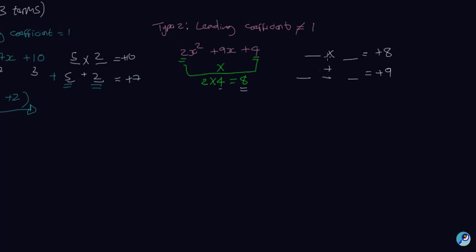So let's look at the numbers that multiply, and then when we add, give us 9. 8 and 1, so that is 8 and 1. So positive 8 times positive 1 is positive 8, and positive 8 plus 1 is positive 9.